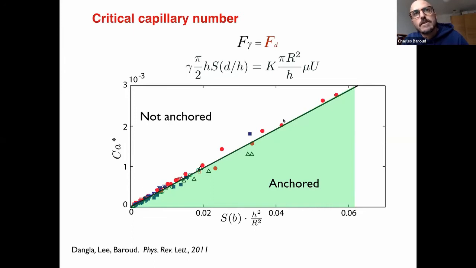And below this critical value of the capillary number, you can anchor the droplets. And above it, you do not anchor them. So I'm just showing you to impress you, to show you that we know how to do the math, but I won't go into any more of the details.